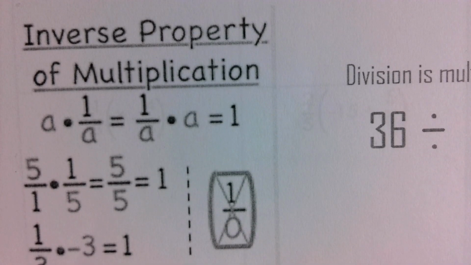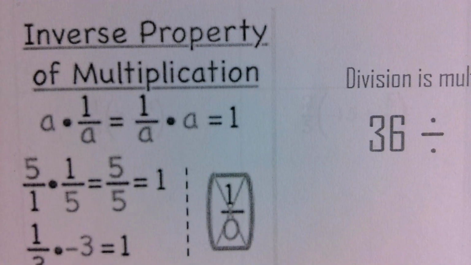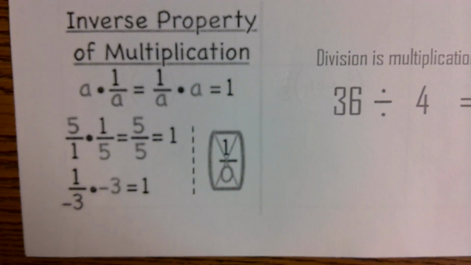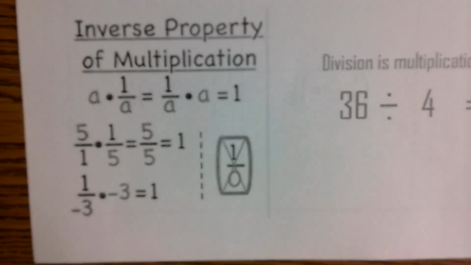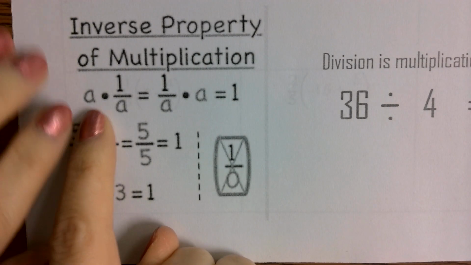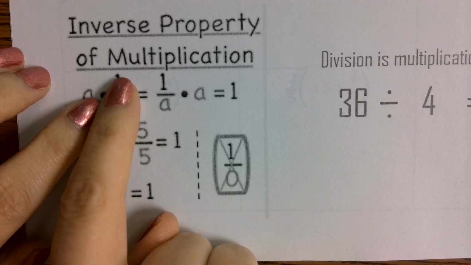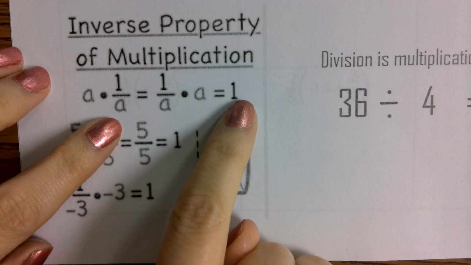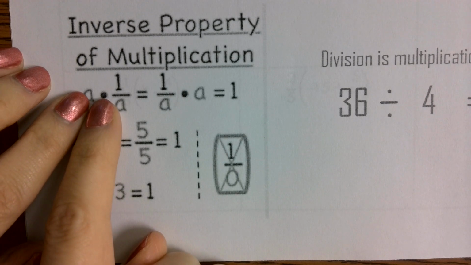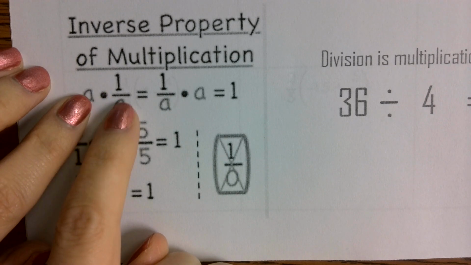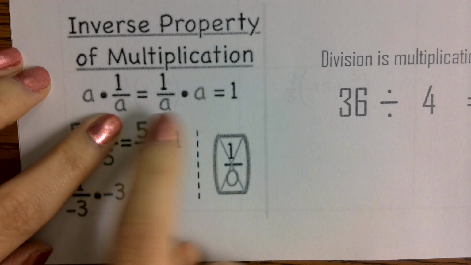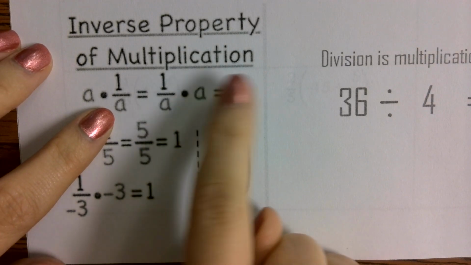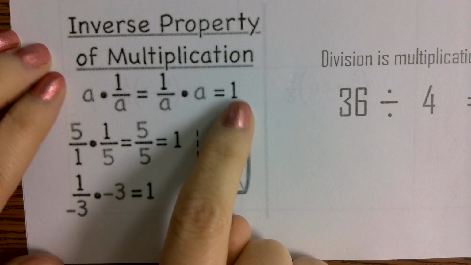All right, let's take a look at our inverse property. The inverse property of multiplication. That means that if you take a value and multiply it by its inverse, its reciprocal, then it's going to yield to you the value 1. Okay, so for this example, I have a times 1 over a, or you could write 1 over a times a. It doesn't matter how you write it, it's still going to come out to 1.